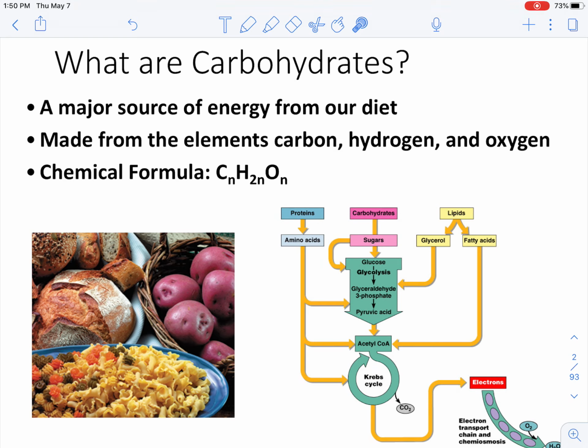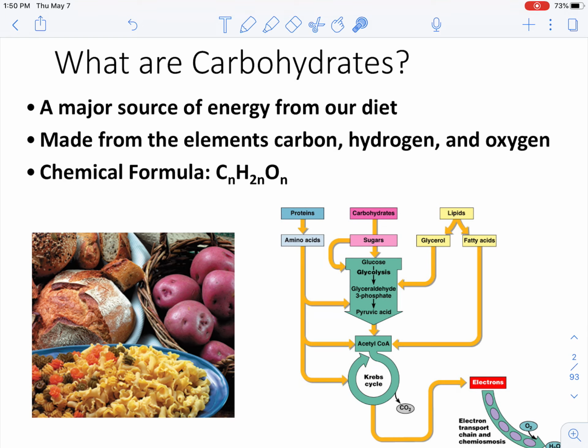Carbohydrates can be used in more of a support role, for example, for structural purposes. They can also be used in recognition of self and non-self, so basically the immune system. Our ABO blood group is primarily composed of specific types of carbohydrates.